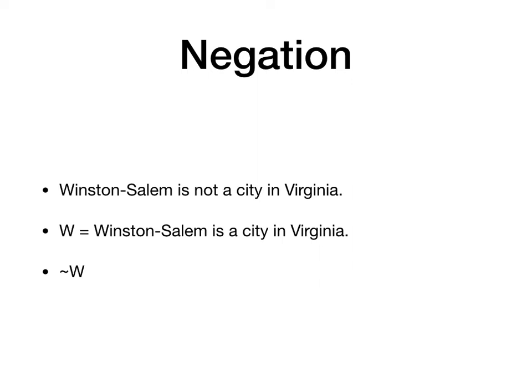So, Winston-Salem is a city in Virginia. Put our little, I think it's called a tilde symbol there, and you have not Winston-Salem is a city in Virginia, which is a less grammatical way of saying Winston-Salem is not a city in Virginia.